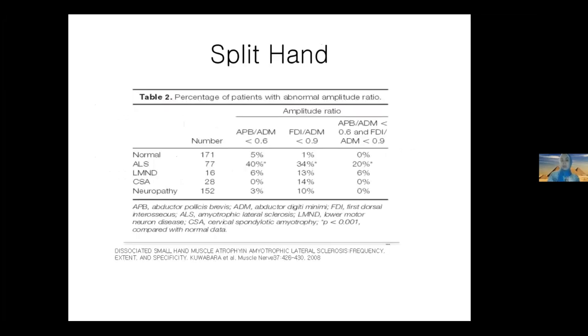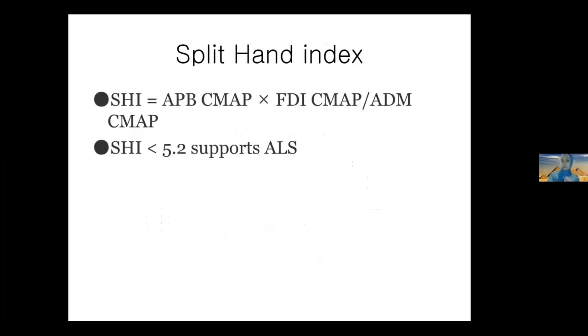So a study was conducted that tested ALS patients against normals and patients who had cervical spondylosis and neuropathy, and you can see that nearly none of the other diagnoses had the combined decreased ratio of the APB and the FDI. There is another thing called the split hand index, which was suggested: the APB CMAP times the FDI CMAP divided by the ADM CMAP. If I get a number that's less than 5.2, this would support the diagnosis of ALS, right?